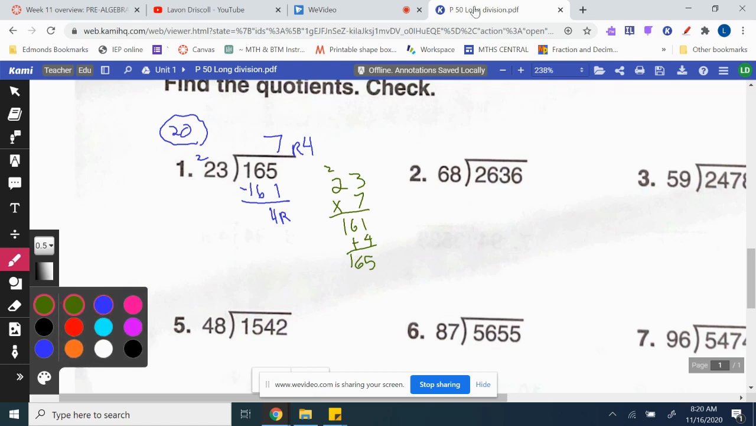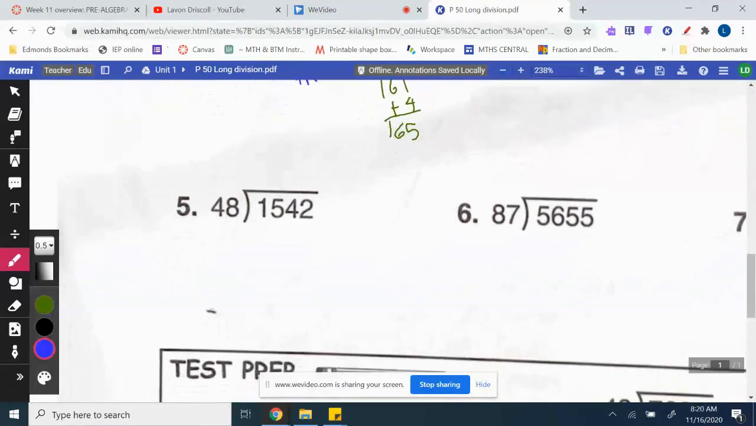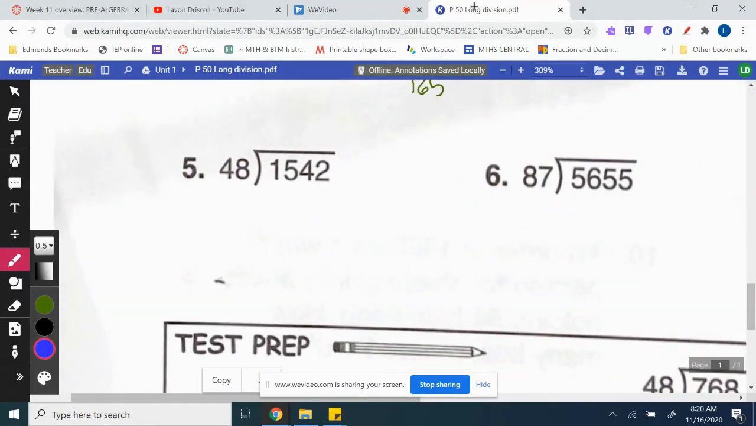So let's try again, a number 5. Now, this is almost 50, so I'm going to think 50. Well, I know that 48 can't go into 15, so it's going to go into 142. So my first number is going to go right there. But I think 50 can go into 154 3 times. So let's try this out.